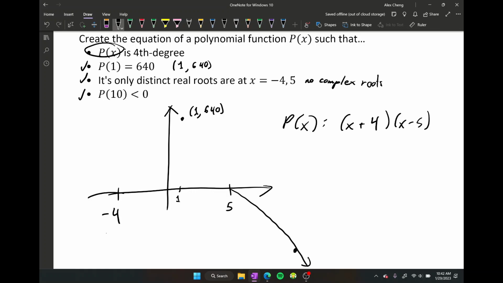Okay, but if I just left it there, there's a couple things wrong with this. First off, you can tell that if you plug in 1, you're not going to get 640 in this function. But also, it's not even fourth degree. I know that because if I was to multiply this out, I only have two linear factors, and so when I multiply it all out, I will get x squared plus etc. So I already know that this is not quite done. How do I fix this? So there's a couple ways to make this fourth degree.